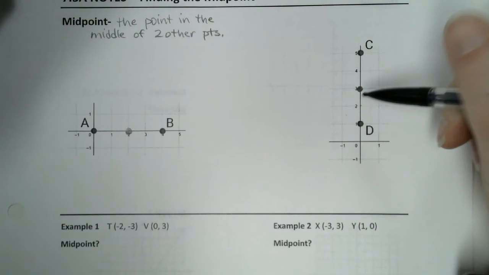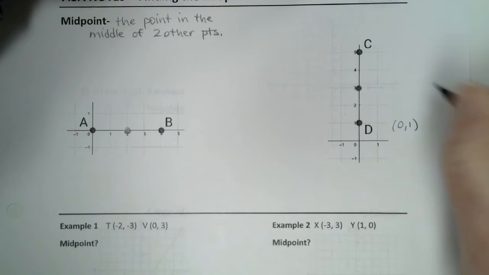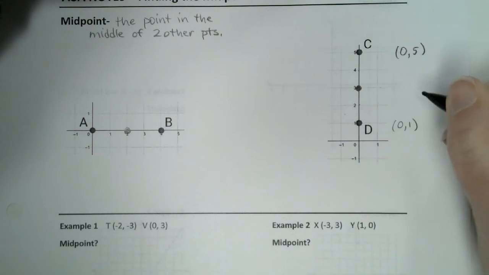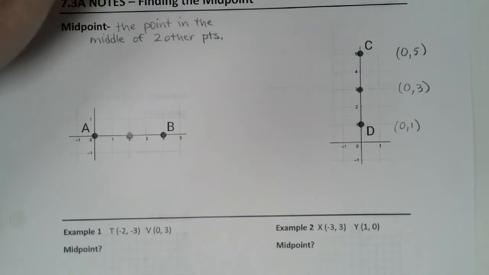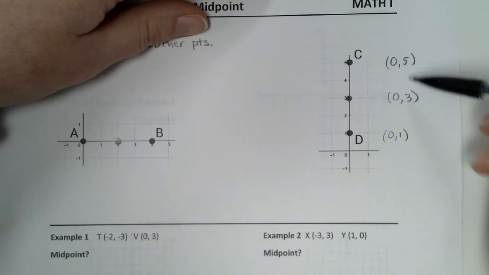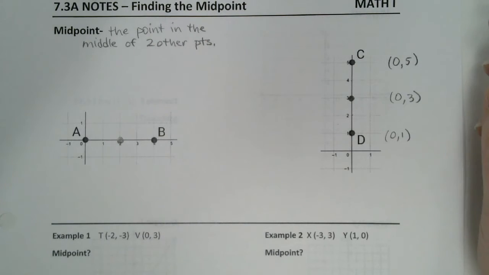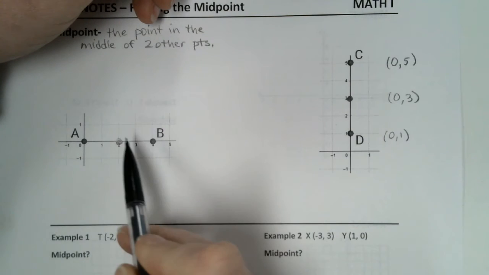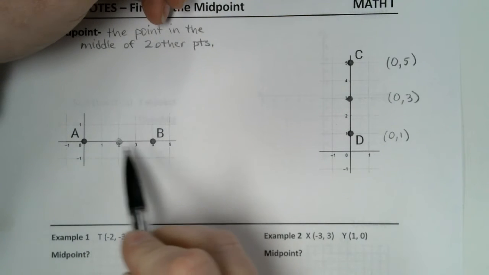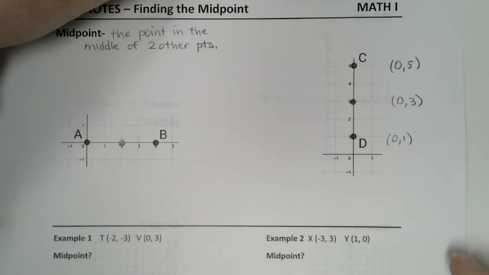Now this time, D started at 0, 1, and C is at 0, 5. Well, the midpoint here is at 0, 3. Think of it like this. From 1 to 5, the middle number is 3. Okay, now, just like before, whenever my points are straight up and down like this, or straight left and right like this, horizontal, it's pretty easy to count. That's not always going to be the case. Just like before, if my points are slanted at all, it's not going to be easy to count.